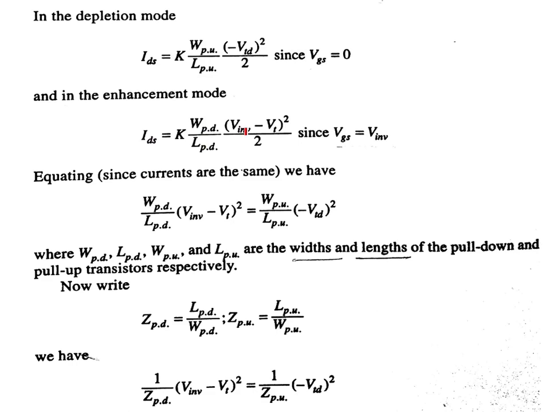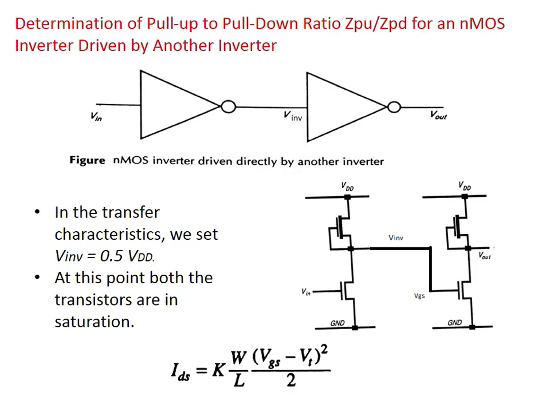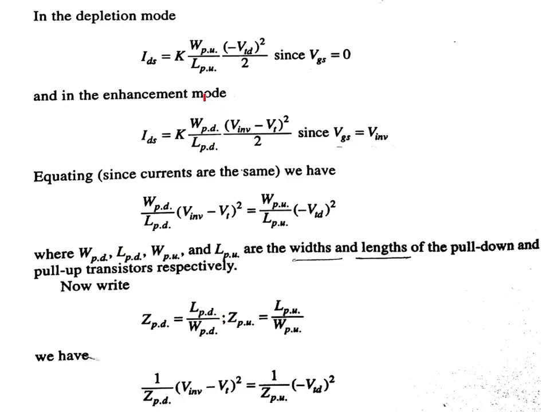V invert, not VGS here. VGS is replaced by V invert, minus VT, whole square, divided by 2. Here VT, not VTD, because it is an enhancement mode MOSFET. Since VGS is equal to V invert. Now, what we know, these two transistors are in saturation. That's why the current remains the same. Hence, equate these two equations.